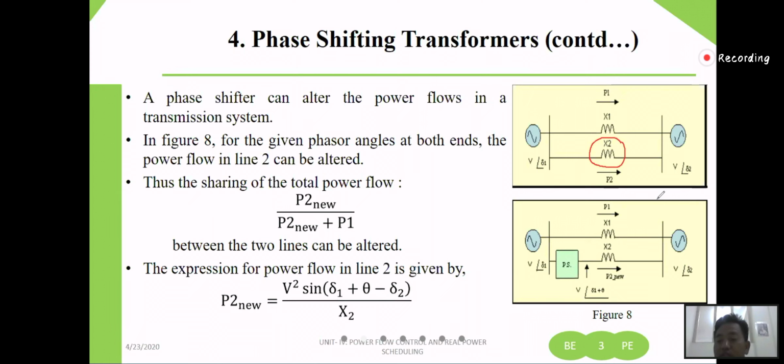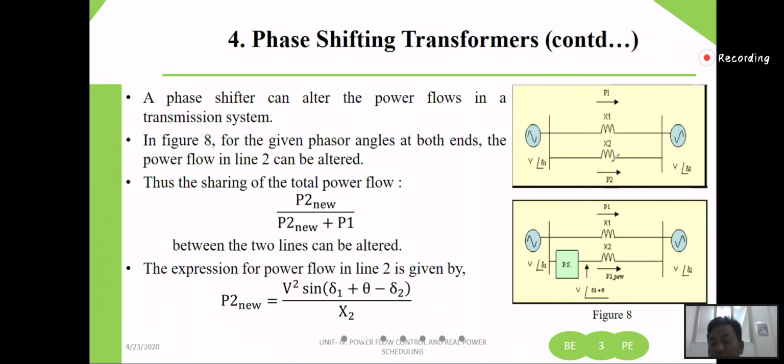Now how we can control it is, we can introduce one phase shifter, meaning a phase shift transformer. Here I have just connected the phase shifting transformer in series with this reactance. This is a block diagram. So I have connected it in series, which means we can change the power flow in this line 2. Our intention here is to change the power flow in line 2.